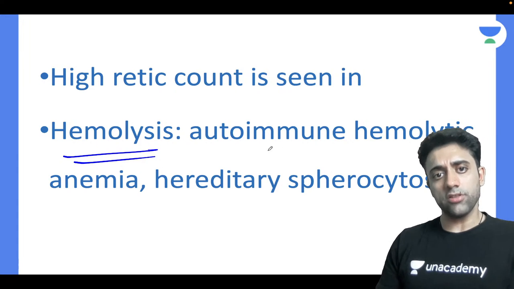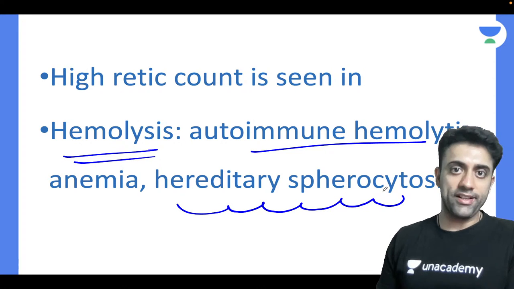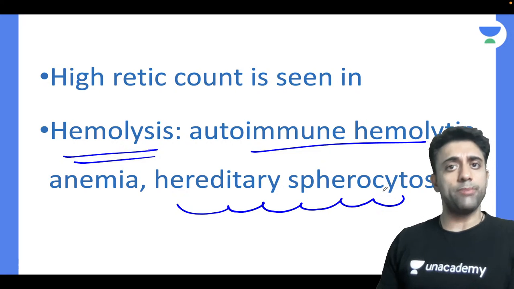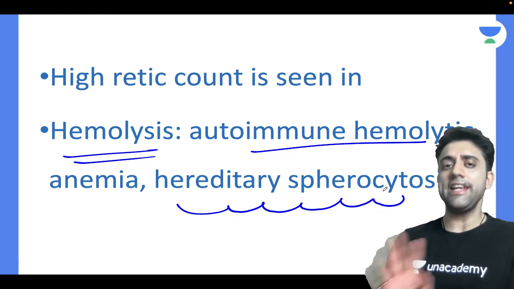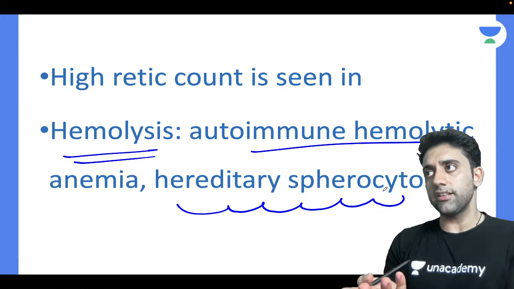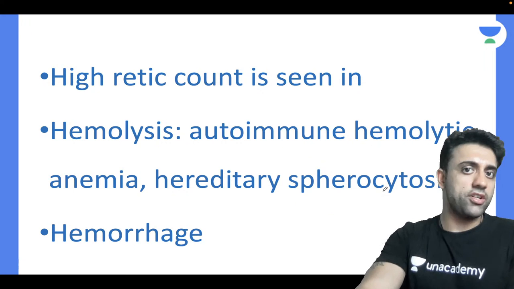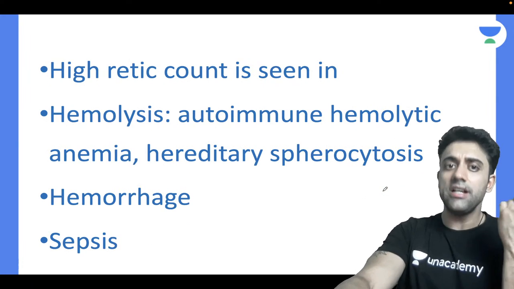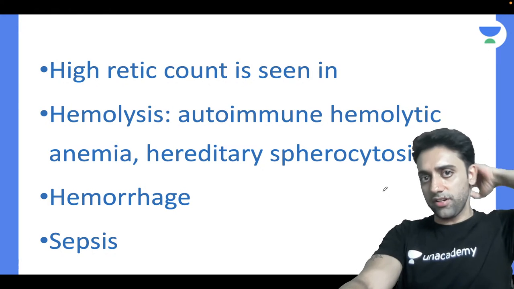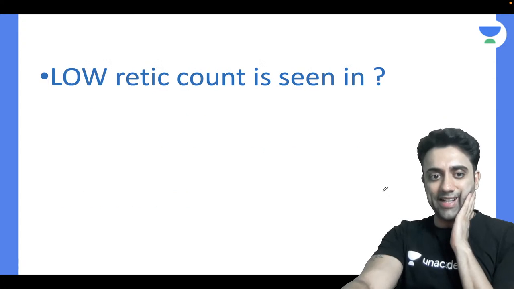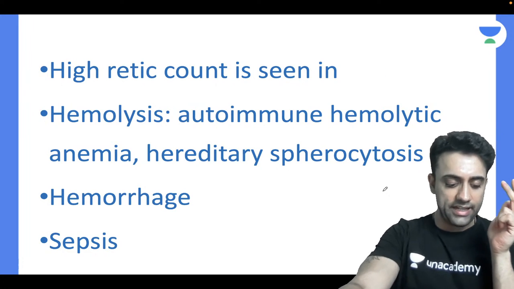Now the examples of high retic count are autoimmune hemolytic anemias or any membranopathies. Do you agree with me? Spherocytosis, pycnocytosis, elliptocytosis, anything which is damaging RBC very, very fast. But yeah, I need reticulocytes naturally. What are the other causes, sir? Hemorrhage, hemolysis, and any sepsis, also neonatal sepsis. Naturally, there will be high retic count.